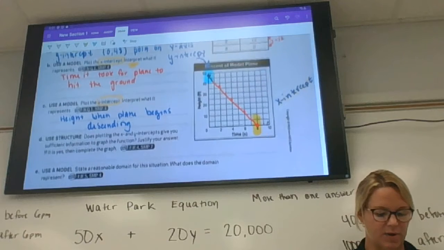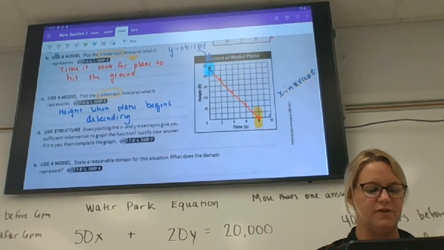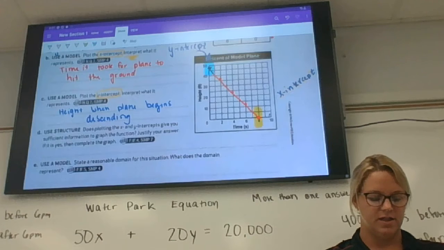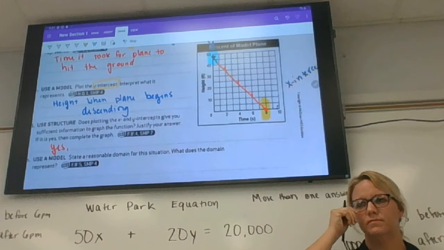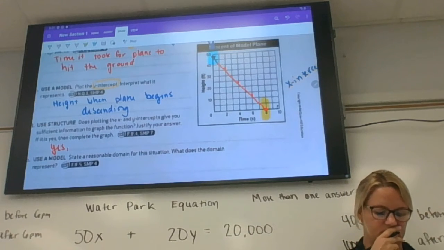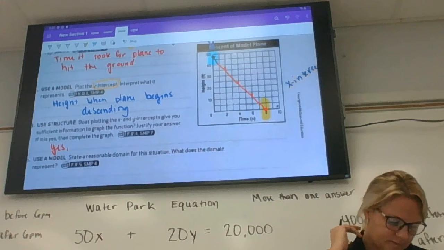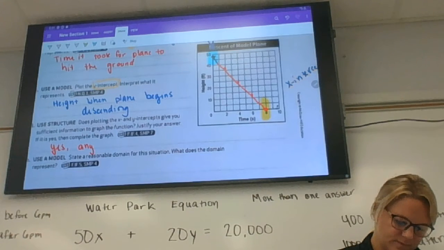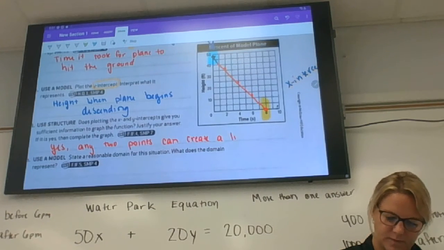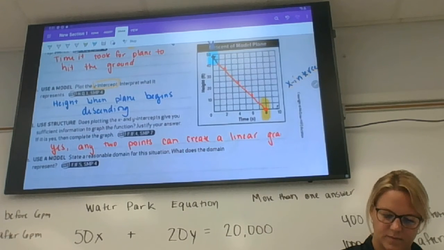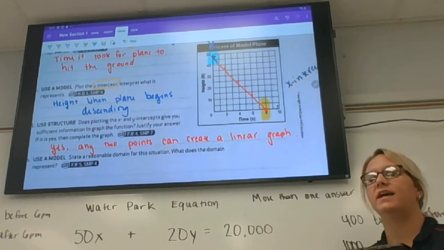All right, letter D. Does plotting the x and y-intercepts give you sufficient information to graph the function? Yes, but why? If it is yes, then complete their graph. I'm gonna go with yes. Any 2 points.